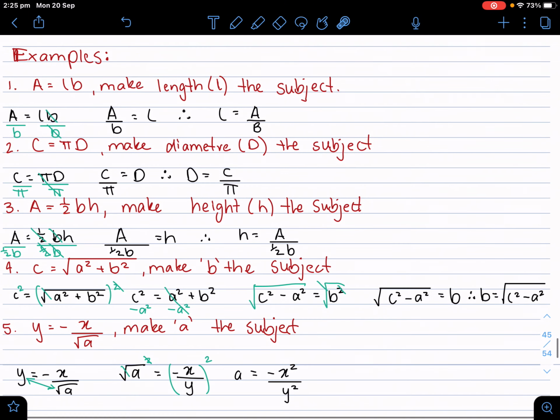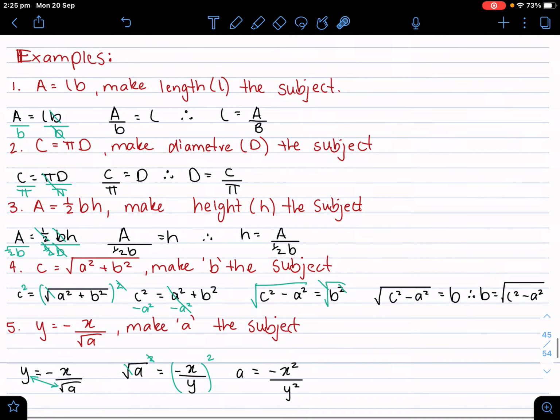So the first example is a general formula you've probably seen before, which is the area of a rectangle. Now we know the area of a rectangle equals length times breadth. Now let's say we know the area that we want and we know the breadth that we have. What length would that equal? So right now, A or area is the subject of this formula. But this question says make length the subject, so get L by itself.